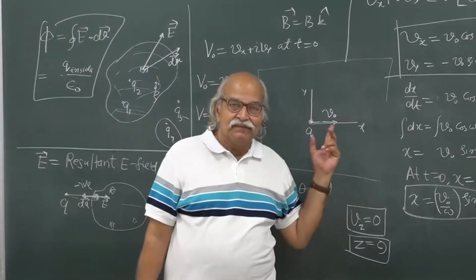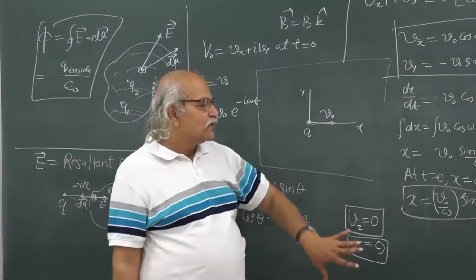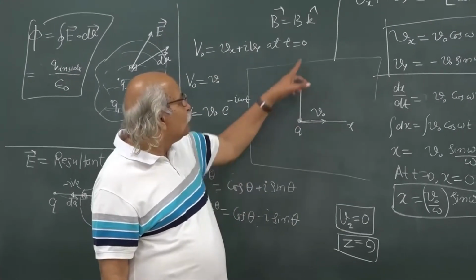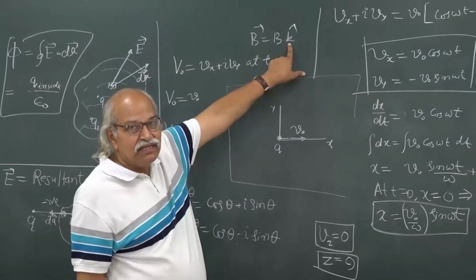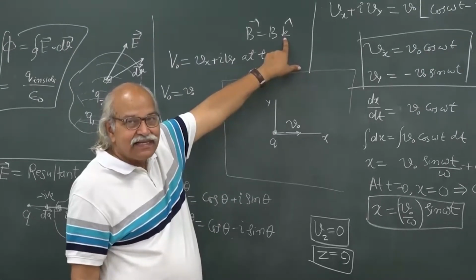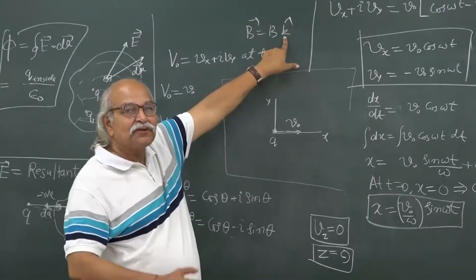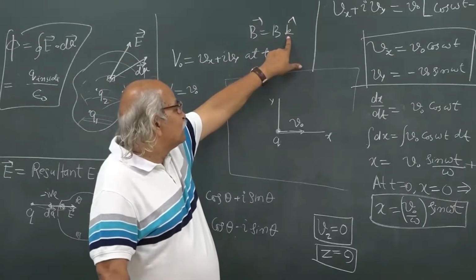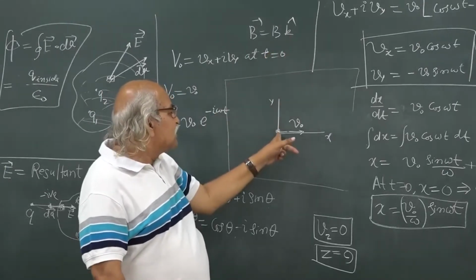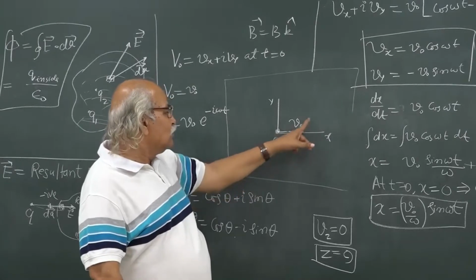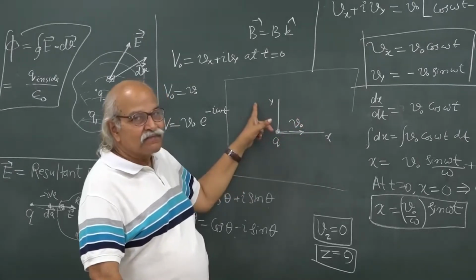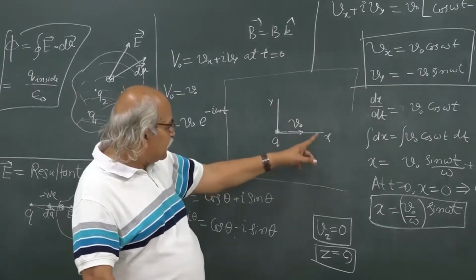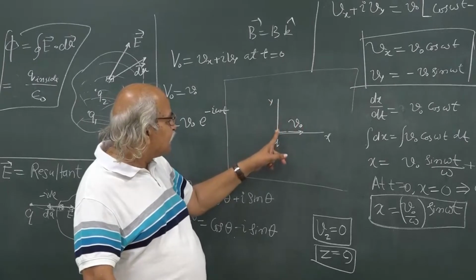v cross b, and from there we wrote the x component of the force, the y component of the force, and the z component of the force was 0 because it is q v cross b. So if b itself is in the z direction, v cross b has to be perpendicular to the z direction. So that force was not there, and there was no initial velocity assumed in z, and therefore the whole motion was in the xy plane.